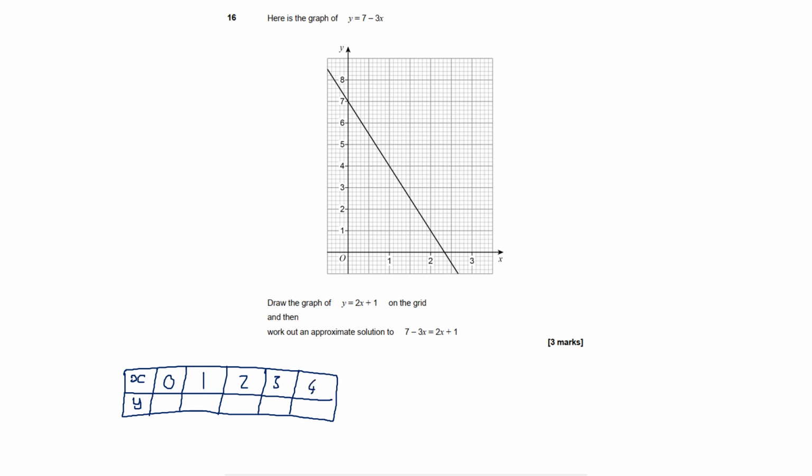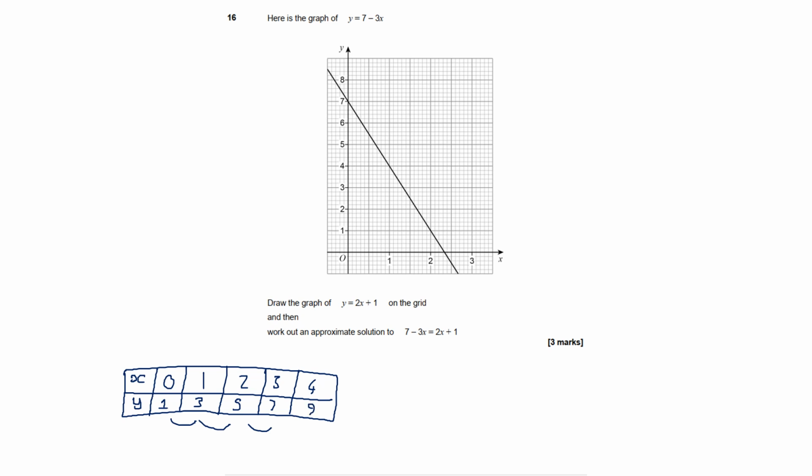So if x is 0, if y equals 2x plus 1, then y is going to equal 1. If x is 1, 2 lots of 1 is 2, plus 1 is 3. If x is 2, 2 lots of 2 is 4, plus 1 is 5. If x is 3, 2 lots of 3 is 6, plus 1 is 7. So this is clearly going up by 2 each time. So I know that's going to be 9.